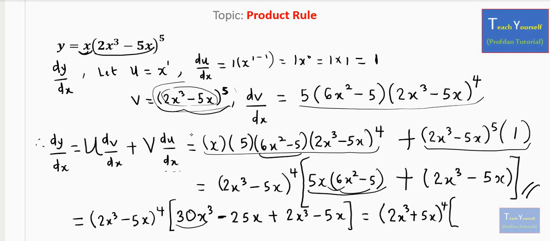Now 30x^3 and 2x^3 is going to give us 32x^3. Then we have the minus 25x and minus 5x, which gives us minus 30x. And that is the final answer.